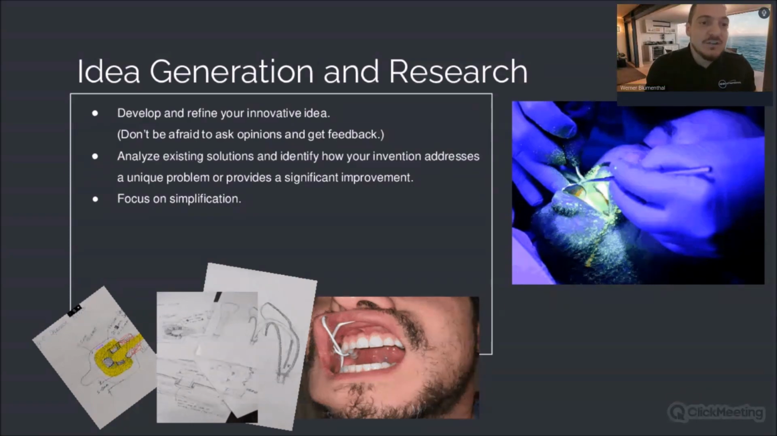Okay, so idea generation and research. Develop and refine your ideas. You want to make sure that you use whatever is at your disposal in order to be able to narrow that down, right? Don't be afraid to ask for opinions and feedback. I know it's very early on. It's an idea. You think it's going to blow into something that is multi-millions of dollars, hopefully. You might be scared to share that. Well, at first, with your confidence, try to explore different options.